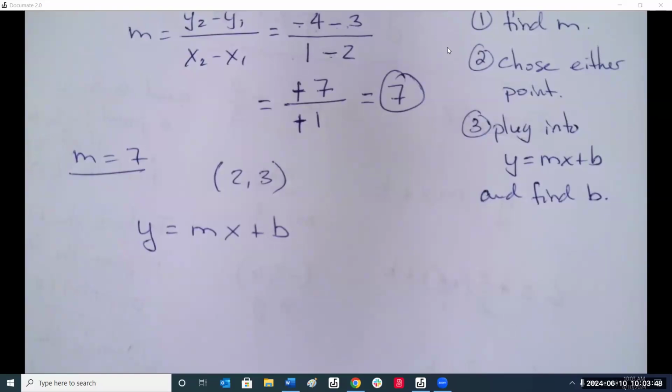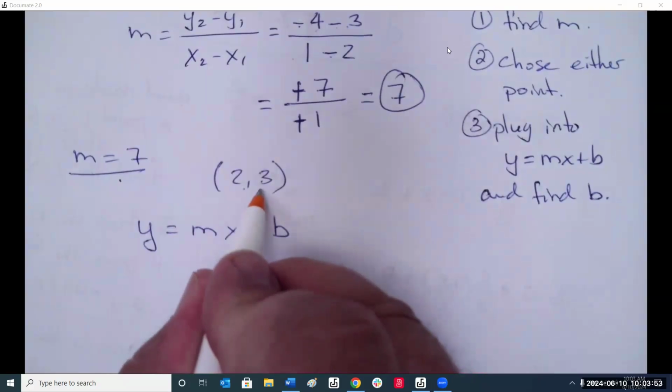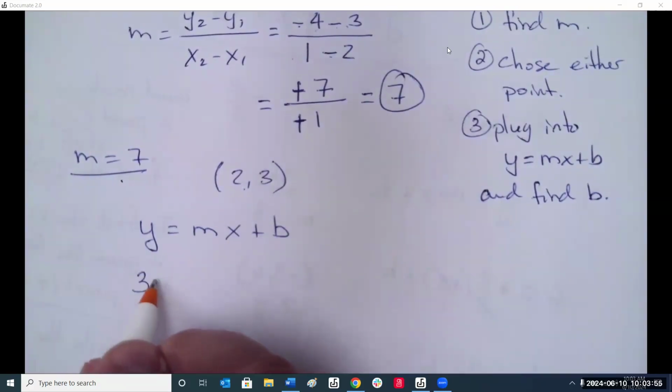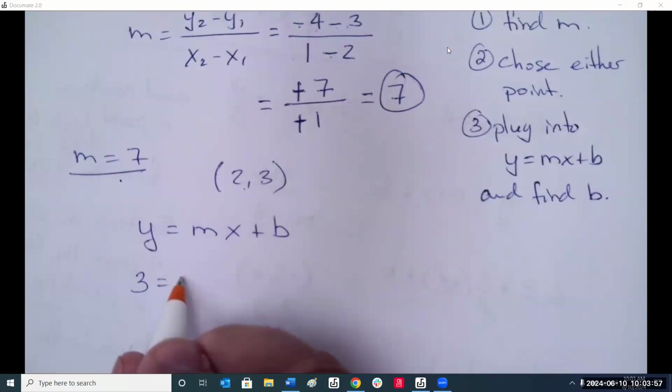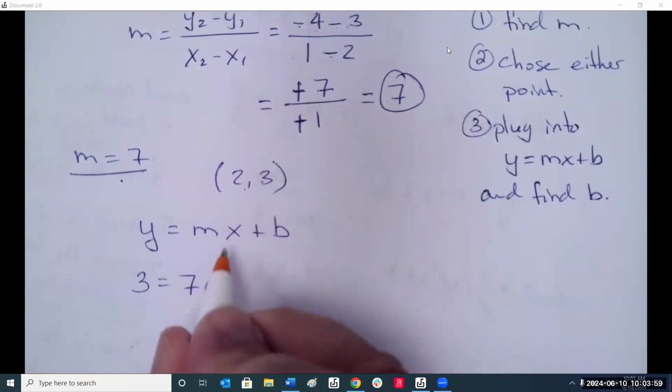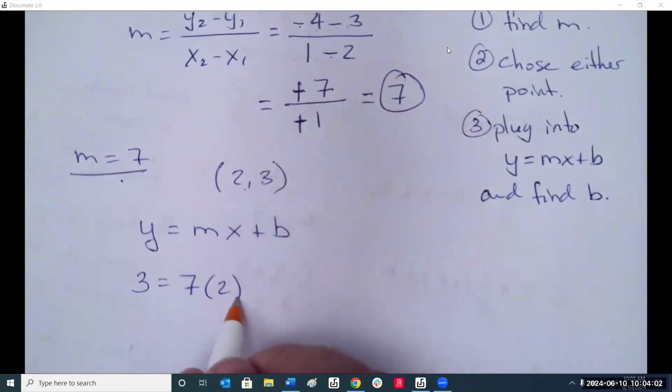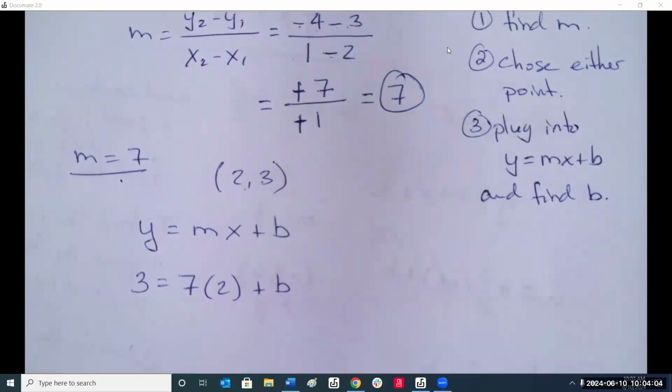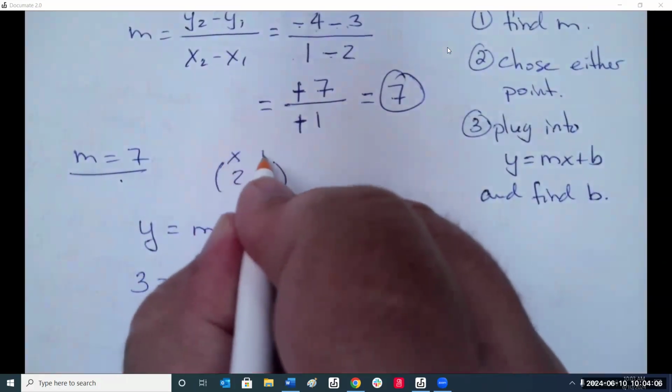So this is like the last question. We're given a slope and a point. So the y value is 3. The slope is 7. The x value is 2. And we don't know b. So this is x, and that's y.